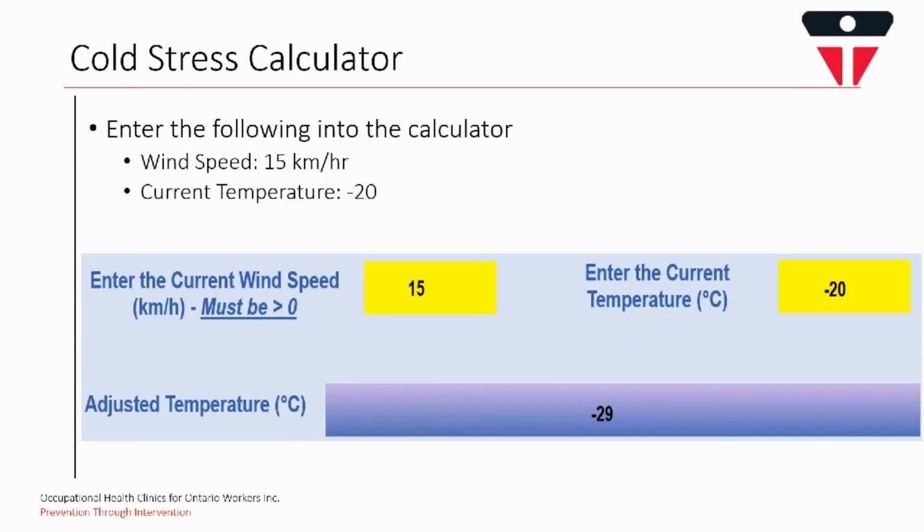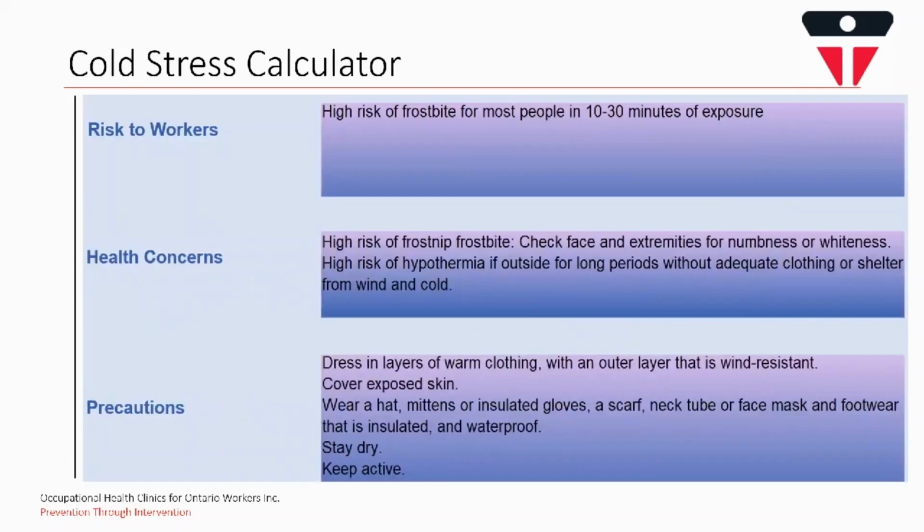So at minus 29, this means that there would be a high risk of frostbite for most people within 10 to 30 minutes of exposure. Health concerns, there's a high risk of frost nip, or frostbite. So be sure to check the face and extremities for numbness or whiteness. High risk of hypothermia if outside for long periods without adequate clothing or shelter from wind and cold.